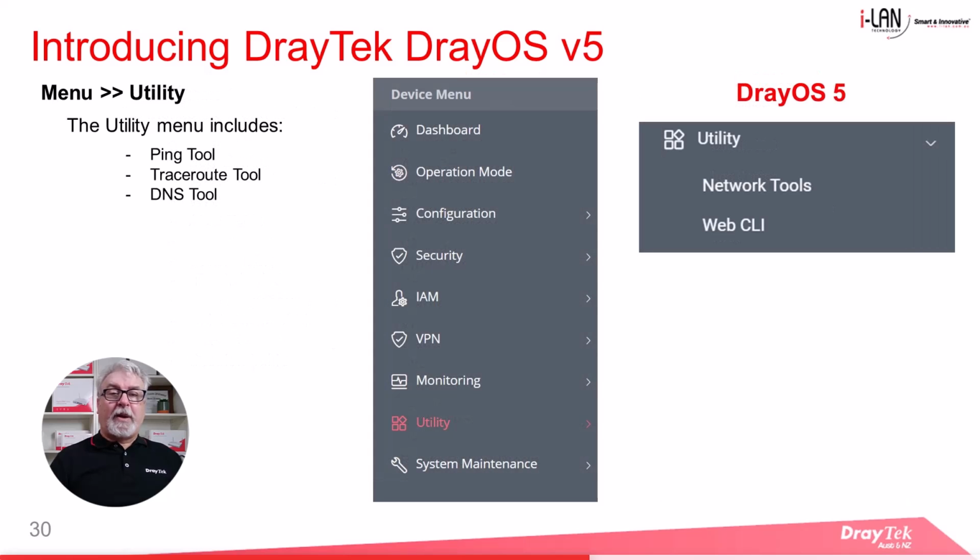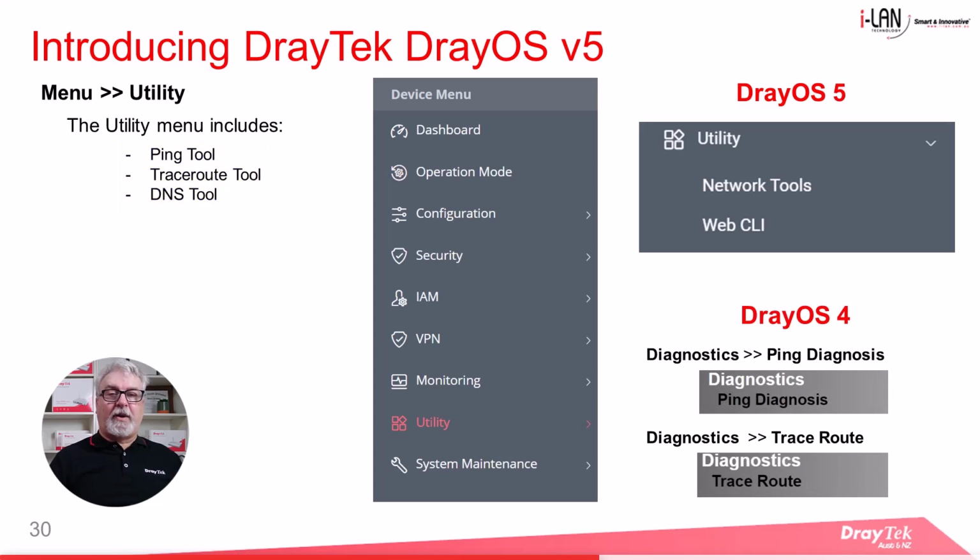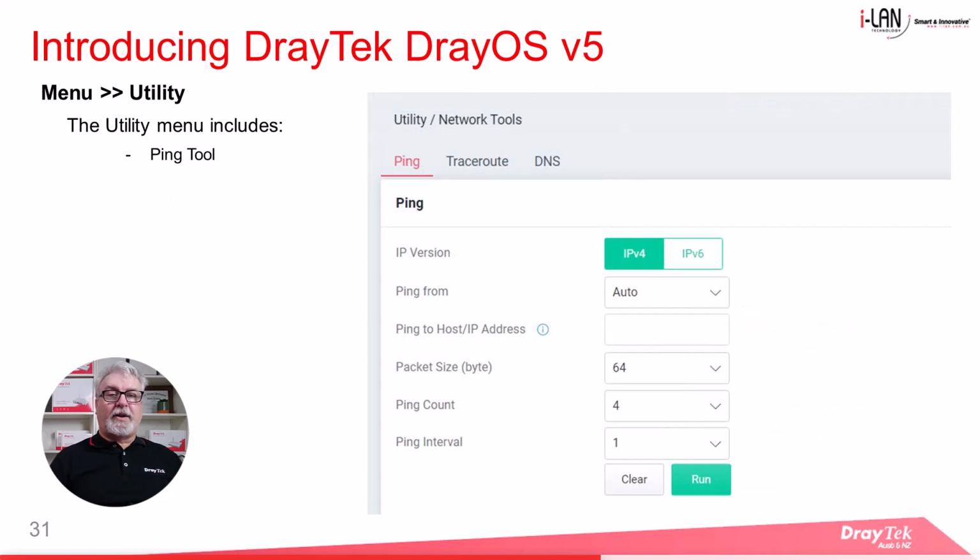The new Utility menu includes network diagnostic tools that can help to identify an issue, namely the Ping tool and Traceroute tool, and there's also now a DNS lookup. The Ping and Traceroute tools were previously found under the Diagnostics section in DrayOS 4. So under Utility Network Tools, we first find a tab for the Ping tool, which allows running a ping from the router to a designated host using either IPv4 or IPv6. We can also choose a packet size, set a count between 1 and 4 pings, and even alter the interval.